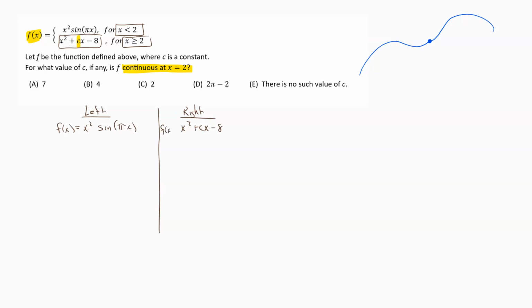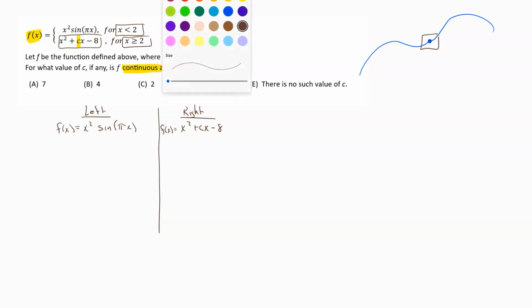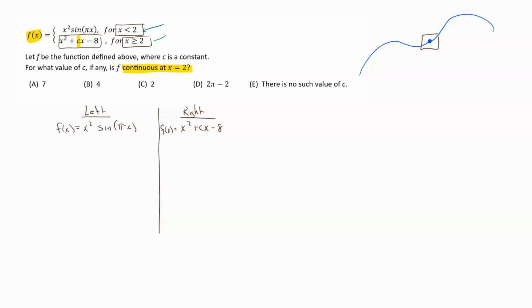Well, if these two equations are going to come together and meet at a point here, then when I plug this value of 2 into both of them, I need them to both have the same y value. So I go ahead and do that. On this side, I would say f of 2 equals, and everywhere I see an x in this equation, I would plug in 2. So that'd be 2 squared sine of pi times 2. And you're doing the same thing on the right-hand side. You're plugging in 2 everywhere you see an x in this equation. So c times 2 minus 8.